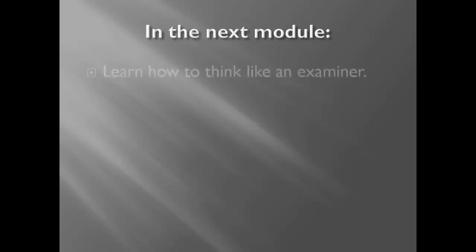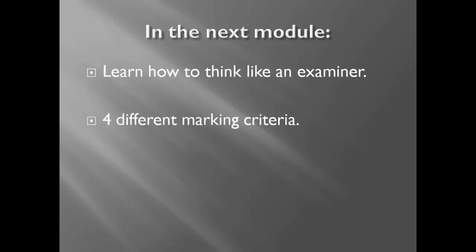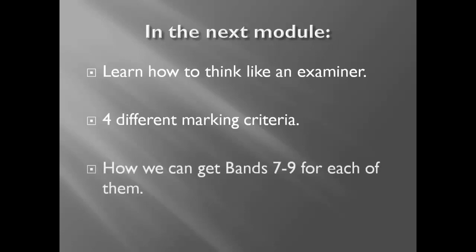So in the next module, we're going to learn how to think like an examiner, and we're going to look at the 4 different marking criteria and how we can get bands 7 to 9 for each of them. This is an extremely important module because knowing how to think like an examiner allows you to give the examiner exactly what they want, and that leads to very high scores.